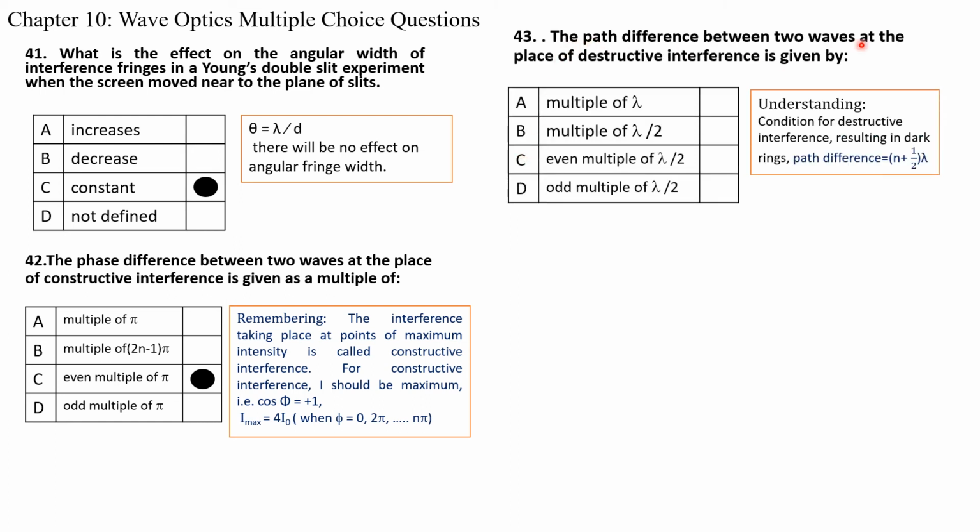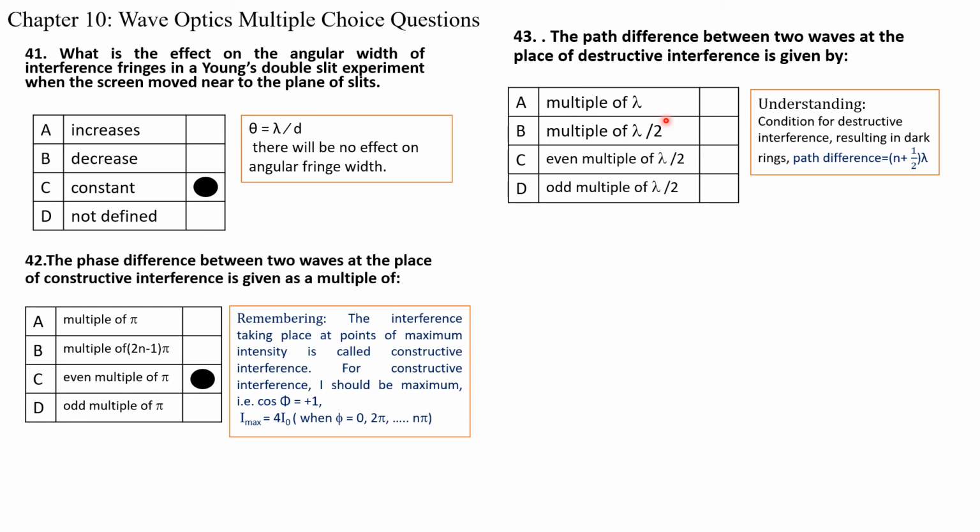Next question. The path difference between two waves at a place of destructive interference is given by, see here, path difference. Previous question was phase difference. In question number 43, it is path difference between two waves at the place of destructive interference. Whereas in the previous question, that is question number 42, it was phase difference and constructive interference. So you have to know clearly the difference between the two.